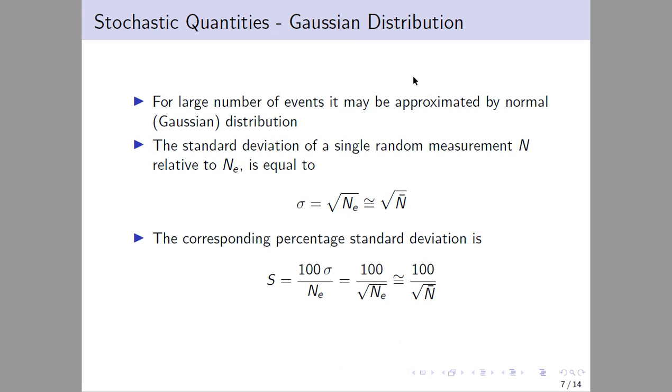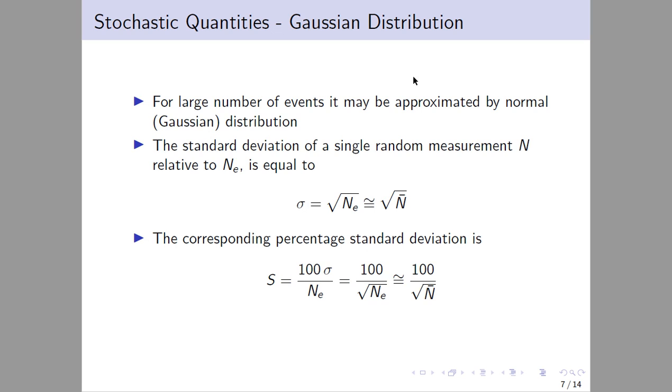So next, the Gaussian distribution. For a large number of events, so many radiations coming, the counting can be approximated by this Gaussian distribution. These are just repetition from our PDAs.